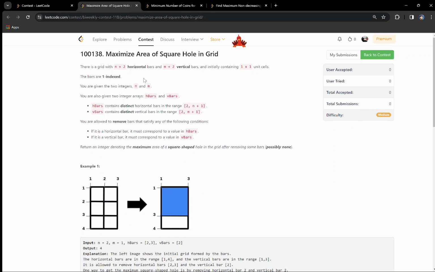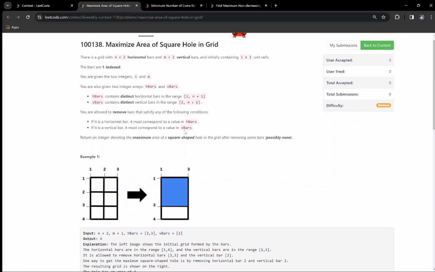You are allowed to remove bars that satisfy the following condition. If it is a horizontal bar, it must correspond to a value in hBars. If it is a vertical bar, it must correspond to a value in vBars. Return an integer denoting the maximum area of a square-shaped hole in the grid after removing.